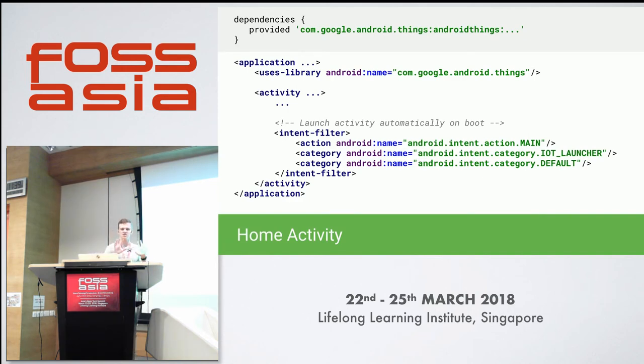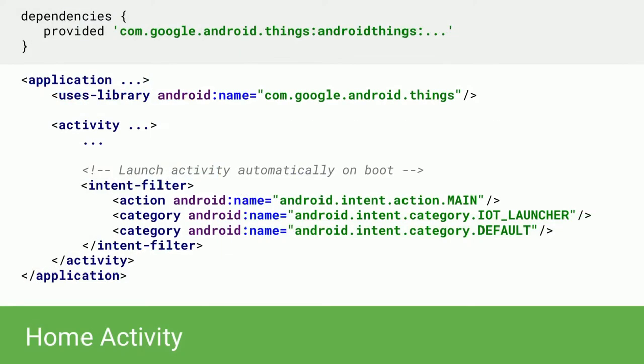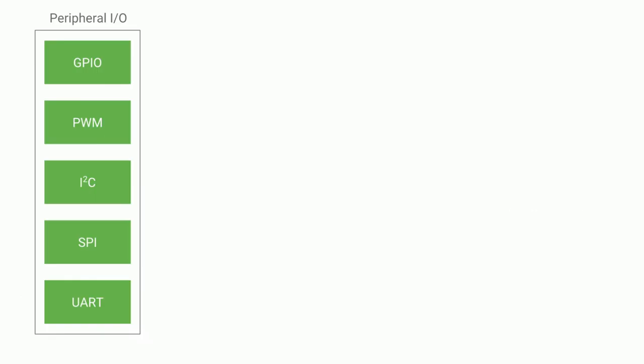So let's look at a couple of slides with the code. If you're familiar with Android, you should feel comfortable because it's the same. Instead of main activity, you annotate IoT launcher activity that will be run right after your device boots up. And if something goes wrong and the app crashes, it will be restarted again and started automatically by the system.